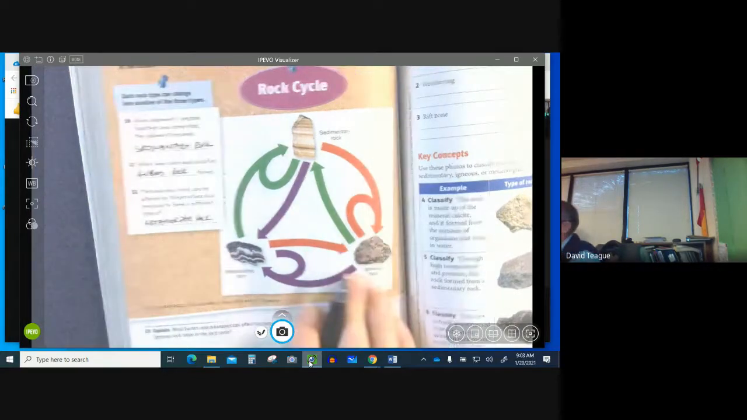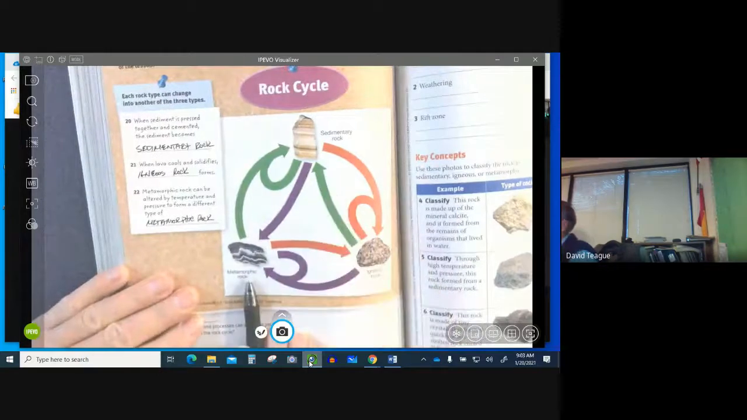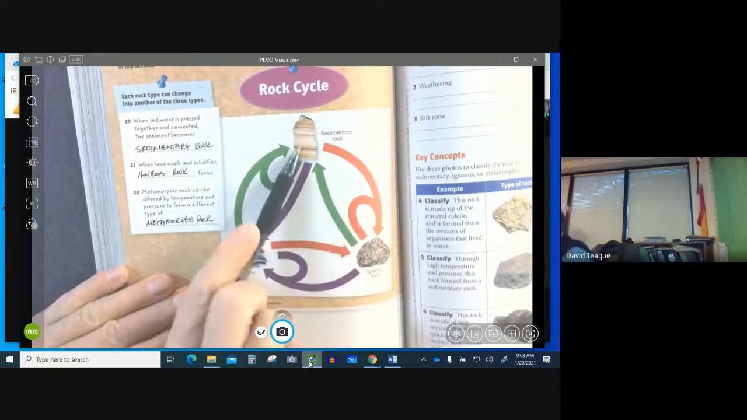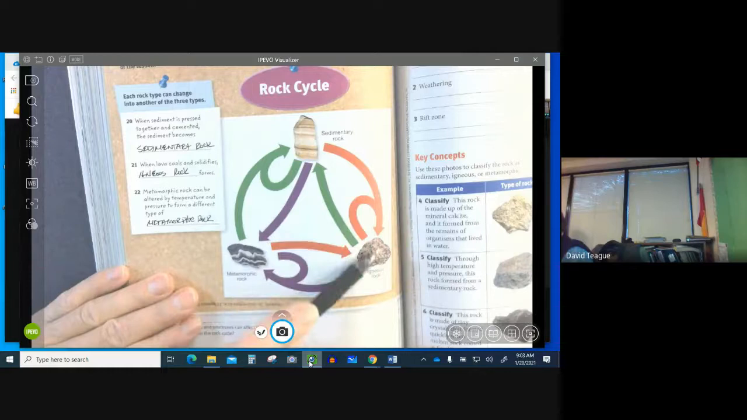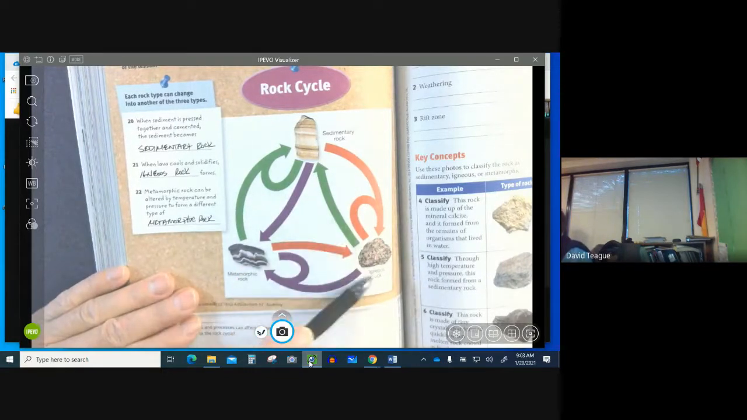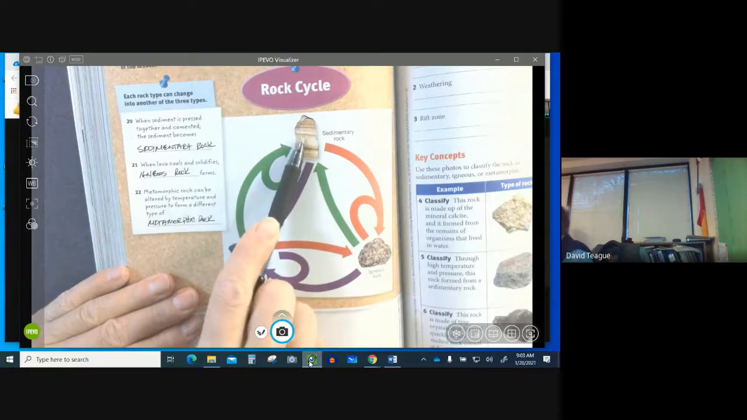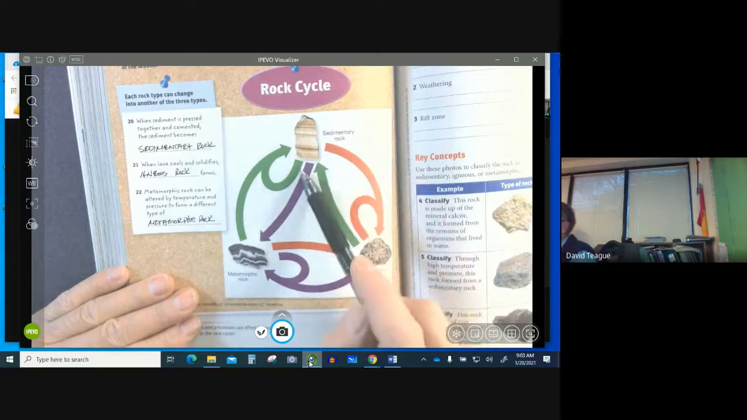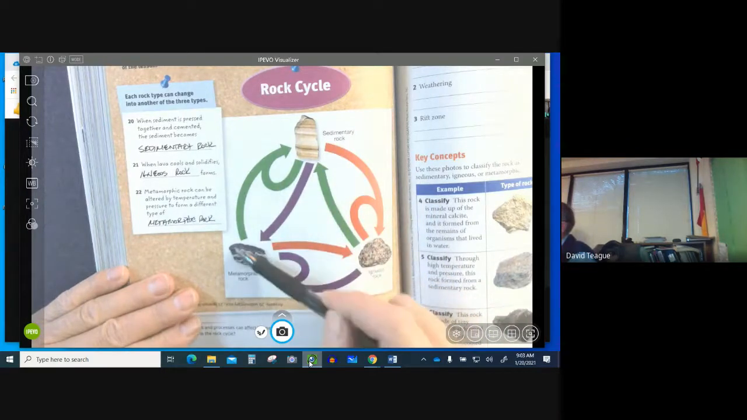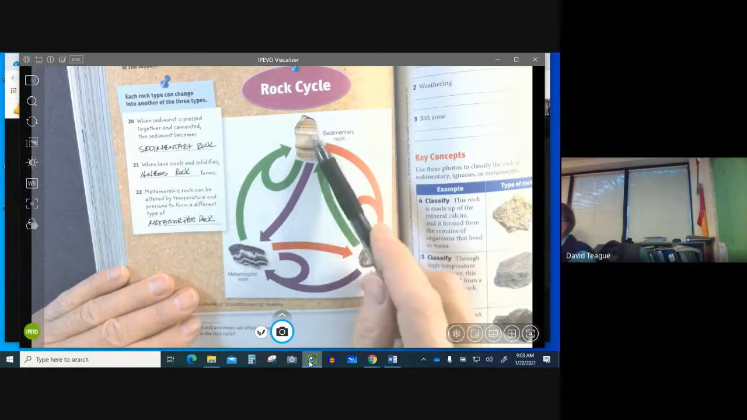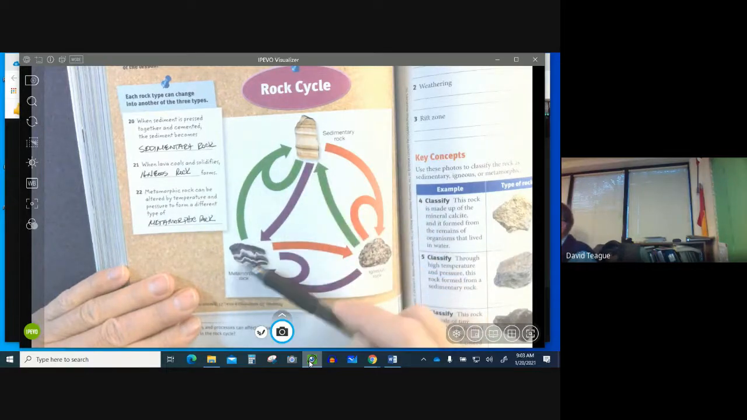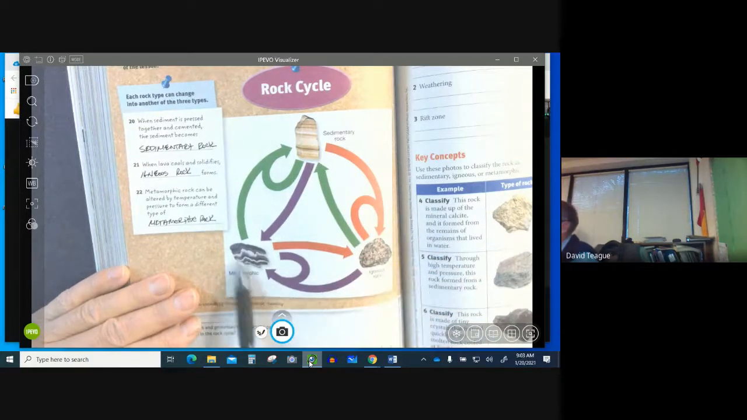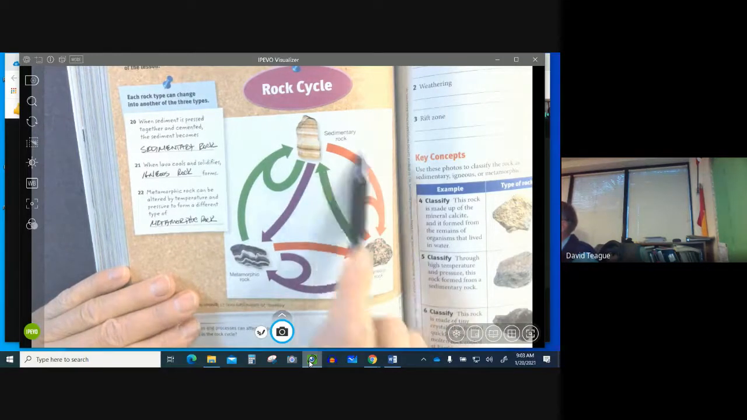Okay, and then over here we've got the rock cycle, right? So we have sedimentary rock, which can get melted and become igneous rock, or igneous rock can come up and be weathered and become sedimentary rock, or metamorphic rock can come up. Sedimentary rock can melt, and with pressure become metamorphic rock. So you can see how it interchanges and can go either way.